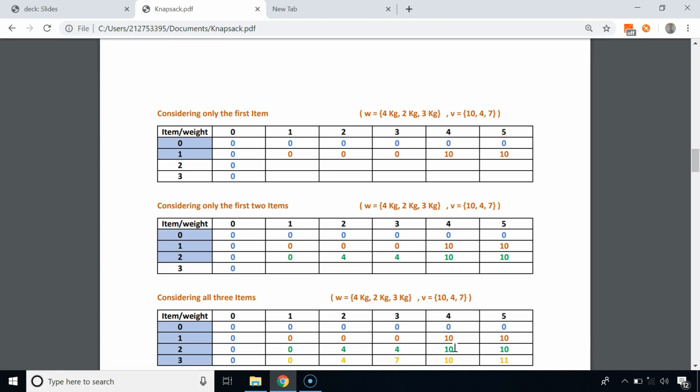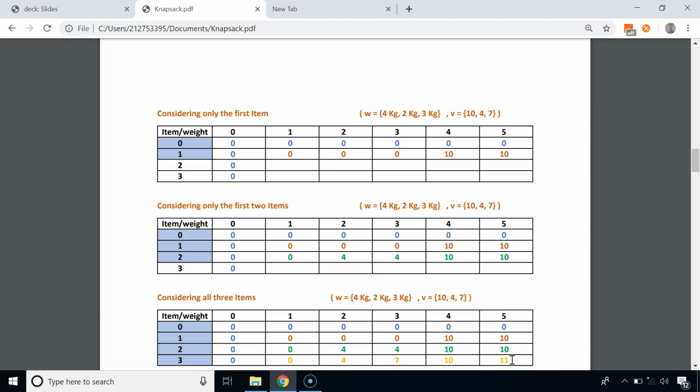Now when the knapsack capacity is 4, we can either include the first item, which will give us the value 10, or we can include the third item, which will give us the value 7. So we will include the first item because it will give us the maximum value, which is 10. Now when the knapsack capacity is 5, we can either include the first item, which will give us the value 10, or we can include both second and third item, which will give us the value 11.